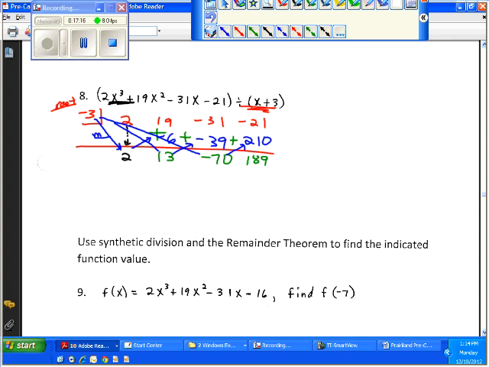We're going from an x cube to an x squared. So the 2 is a 2x squared. And then the exponent drops from there. So plus 13x minus 70 plus my remainder, which goes over the divisor. And for the divisor, we use the factor instead of the root. Any questions on number 8?